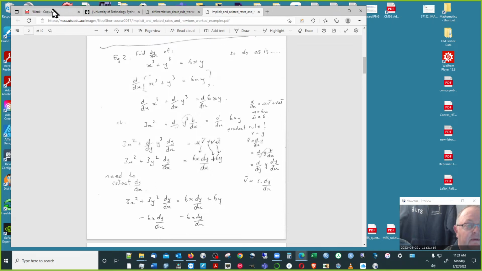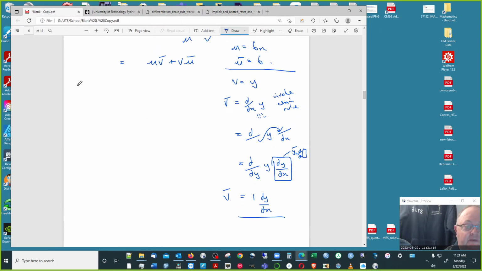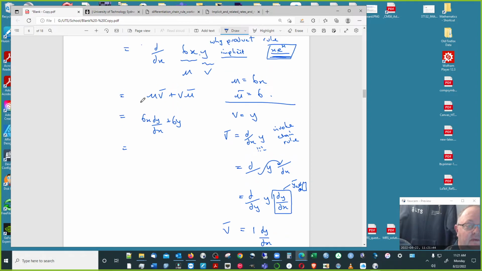So we've now got to build up our business here. So u is 6x, v dash is dy/dx, and v was y, and u dash was 6. I'll just put that there to make that make sense. Alright, so this is the right hand side.